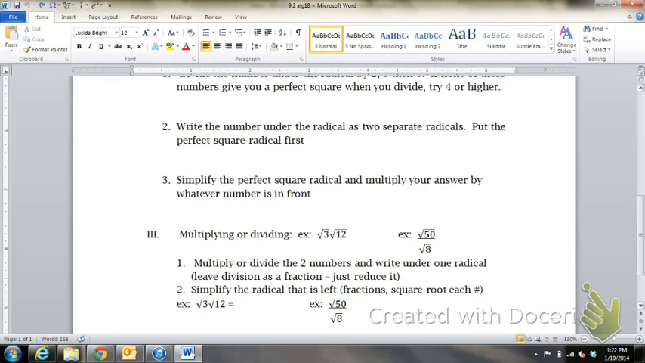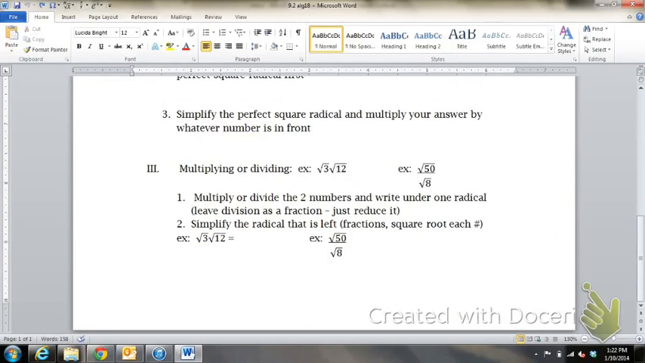So that first example is when you had one radical in your problem. Now what happens if I have more than one radical in my problem? You see these next two examples. I have square root of 3 and square root of 12. I have 2 radical symbols. Square root of 50, square root of 8, 2 symbols. So what you should try to do first is to multiply or divide the two numbers and write under one radical. So 3 times 12 is 36. So I'll write this as the square root of 36.